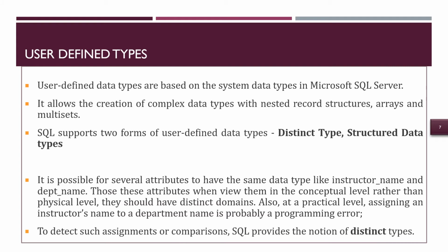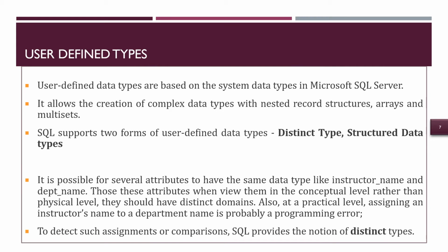Now let us discuss user-defined types. User-defined data types are based on the system data types. They allow the creation of complex data types with nested record structures, arrays, and multisets. These are defined by the users and are based on the existing system data types. SQL supports two types of user-defined data types: distinct type and structured data type.